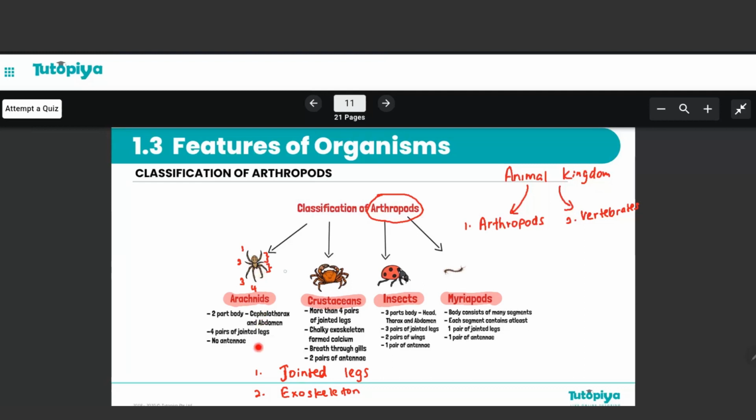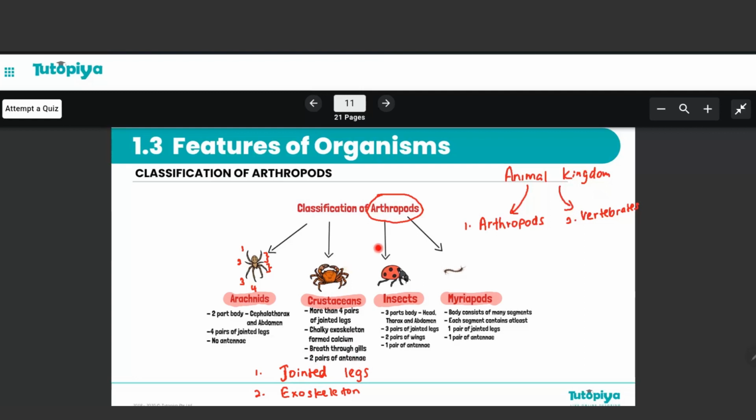So now let's move on to the second group of arthropods, which are the crustaceans. Now, crustaceans include crabs and lobsters and prawns, etc. So if you think about the crustaceans, these crustaceans have more than 4 pairs of jointed legs. And a unique feature of them is that chalky exoskeleton. Now, we've all seen the hard shell around a crab and a lobster, right? So that's their hard exoskeleton. And the next feature is that crustaceans breathe through gills, and they all have 2 pairs of antennae.